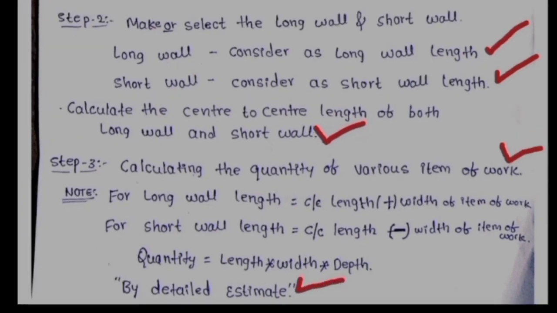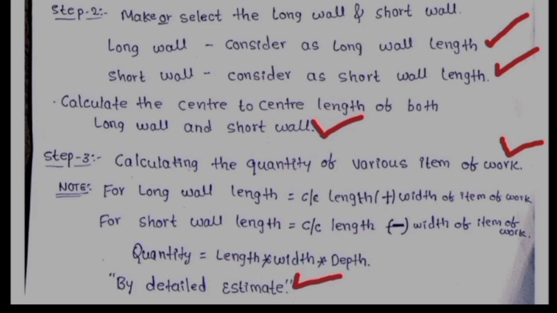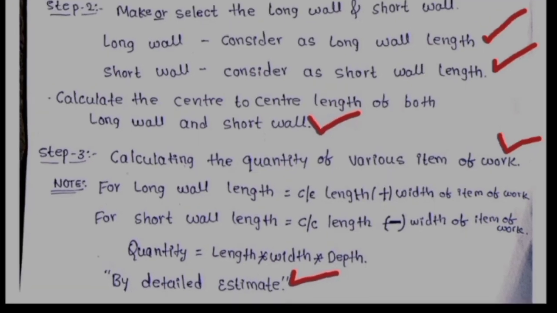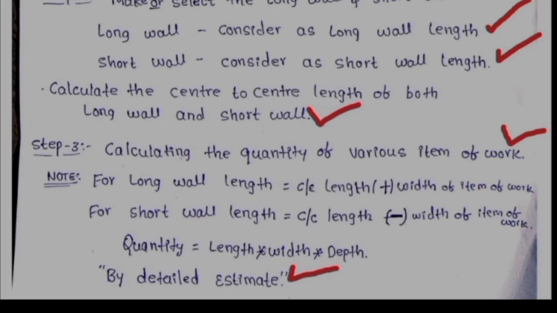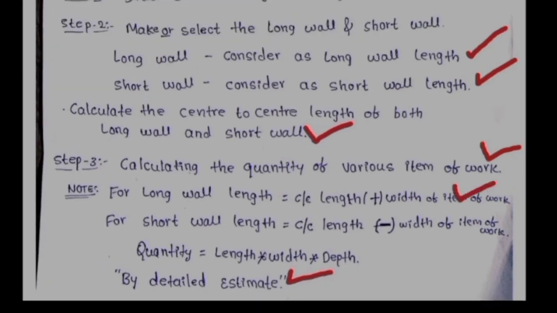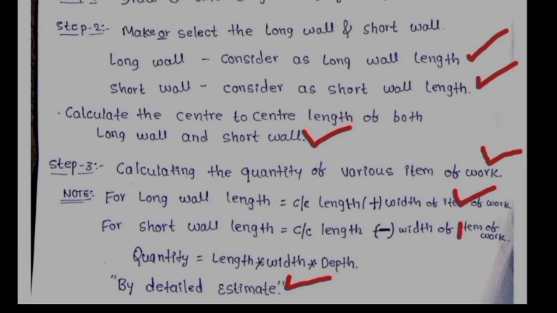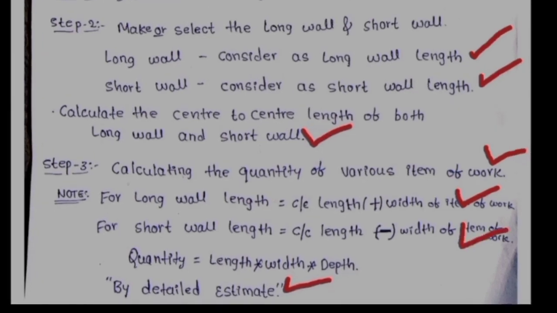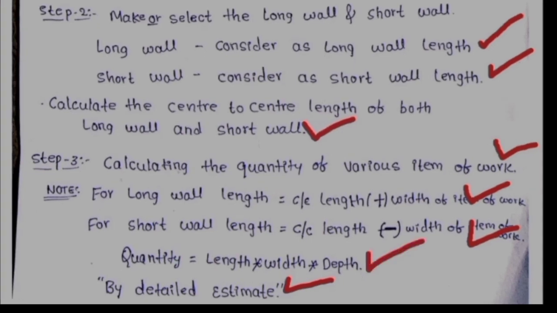Then the third step is calculating the quantity of the various items of work by using the detailed estimate tab. Calculate the length of long wall and short wall based on the width of the particular item of work. For calculating the length of long wall, we should add the width of the particular item of work and deduct the same width of item of work for the short wall. Then the quantity will be obtained by multiplying the length, width and depth.